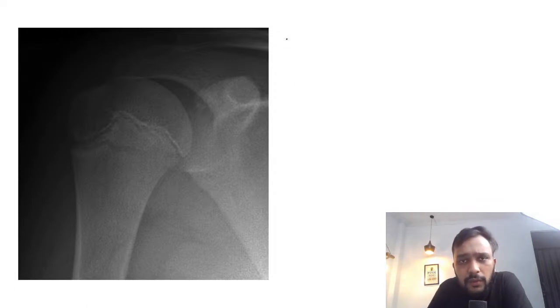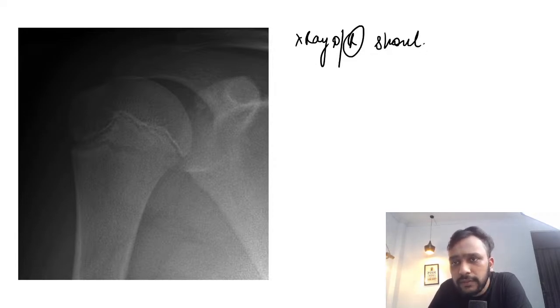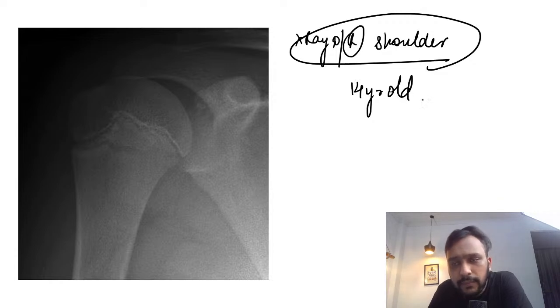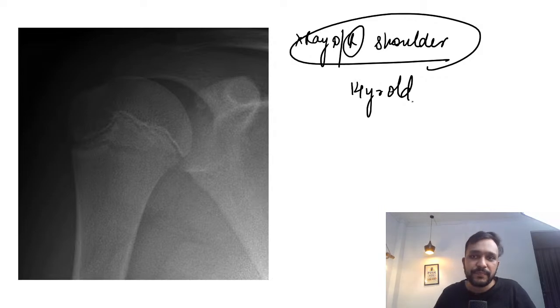Now guys, moving on to another x-ray. So this is an x-ray of the right shoulder. What are we seeing here? What are your observations for this x-ray? This is an x-ray of a 14-year-old child. Do you find any abnormality within this x-ray? Anyone guys, can you find any abnormality within this x-ray?